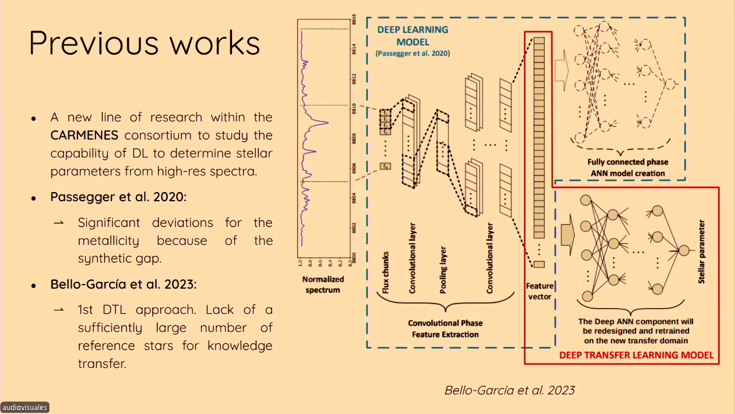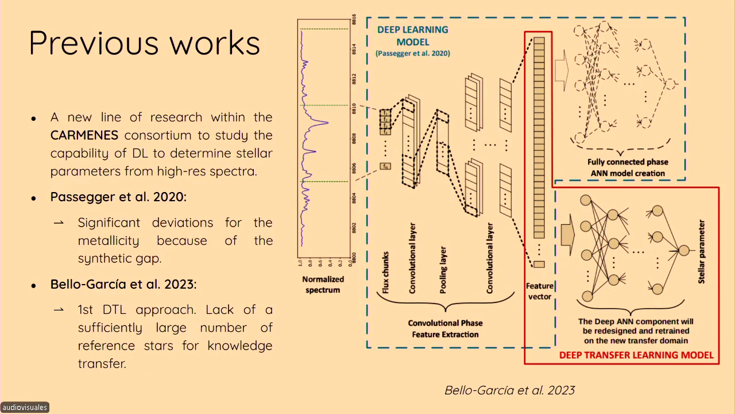And just to locate our work with this deep transfer learning procedure, it is part of a new line of research within the CARMENES consortium that was opened to study the capability of deep learning to determine stellar parameters from high-resolution spectra. Our paper is the third of a series of papers. The first one is Passegger et al. 2020. This was the first one, where they used a convolutional neural network directly on the stellar spectra to determine stellar parameters from CARMENES M dwarfs.